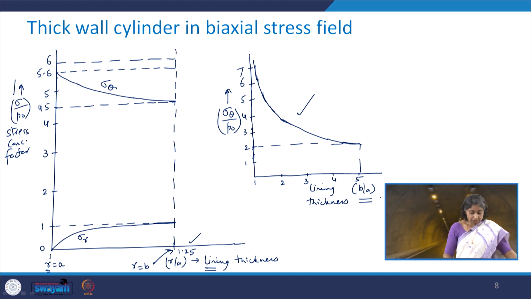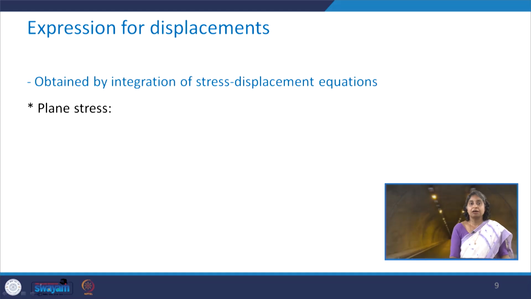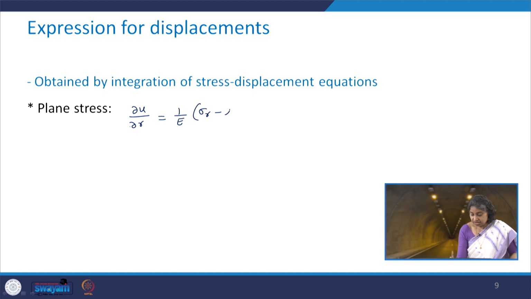Now, how to determine the displacement? So, this was all about the stresses and their variation. What about the displacements? Take a look. As we know, we are going to get these by integrating the stress displacement equations. So, in case we have the plane stress situation, what we have is del u del r as 1 upon E times sigma r minus mu times sigma theta.